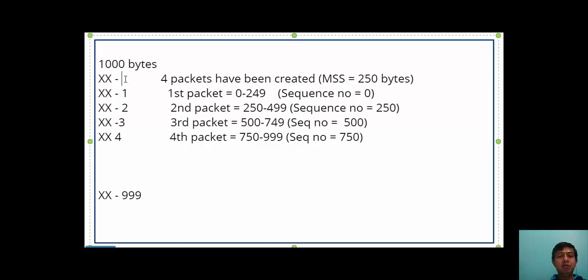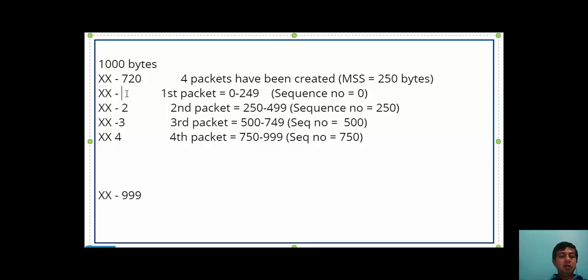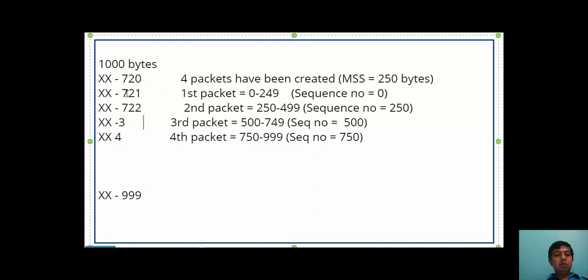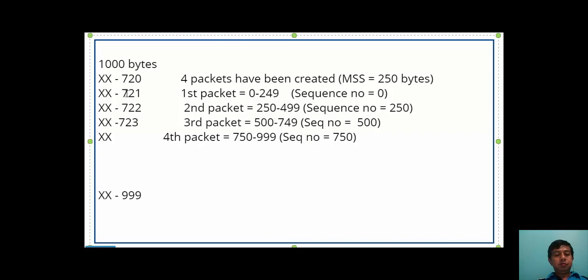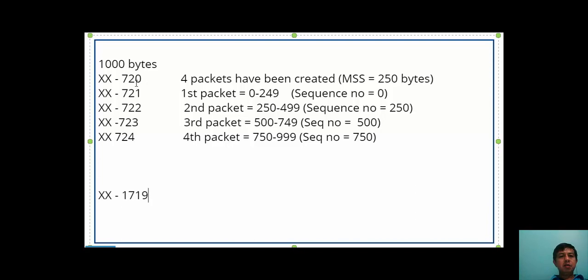But say the first byte has been numbered with any random number, say something like 720. So the next byte will be numbered 721. The third byte will be numbered 722, then 723, 724, like this. It will go on. So now these bytes are numbered starting from 720, and it will go up to 1719. That means total again 1000 bytes, but we have not started numbering from 0. We have started numbering from 720, a random number.